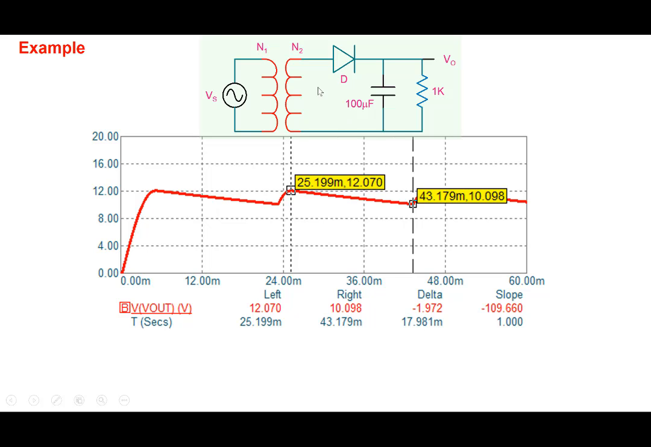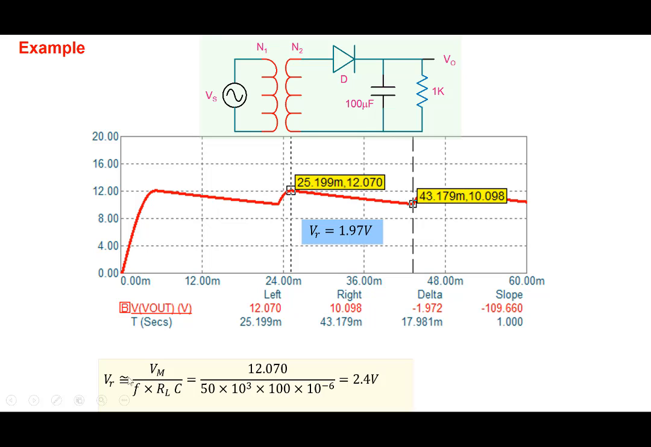So this is the design that we have here: a transformer with 100 microfarad, a 1K load resistor, and these are the results obtained from simulation. And therefore one can see a ripple of 12.070 minus 10.098, so about 1.97. So let's say about 2 volt here. And if we use our expression, VR equals Vm over F RLC, and plug in 50 Hertz, RL of 1K, and a capacitor of 100 microfarad, we get 2.4 volt here.